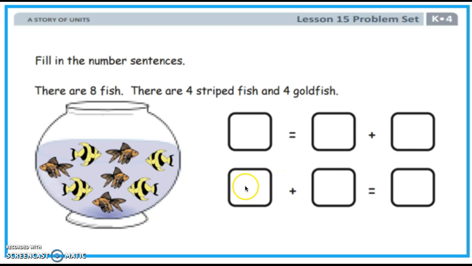Welcome back. Now this problem is set up a little different. If you look at where the things are, we have a plus here, so we know that the part and part will go here. Then the equal sign, this is where you put the whole. So go ahead and write one of the parts, the other part, and the whole. If you need more time, pause the video.